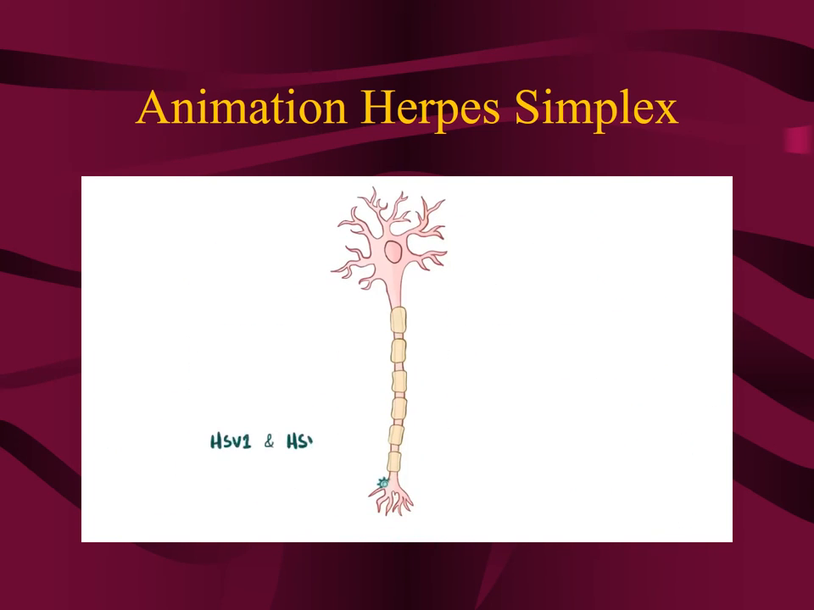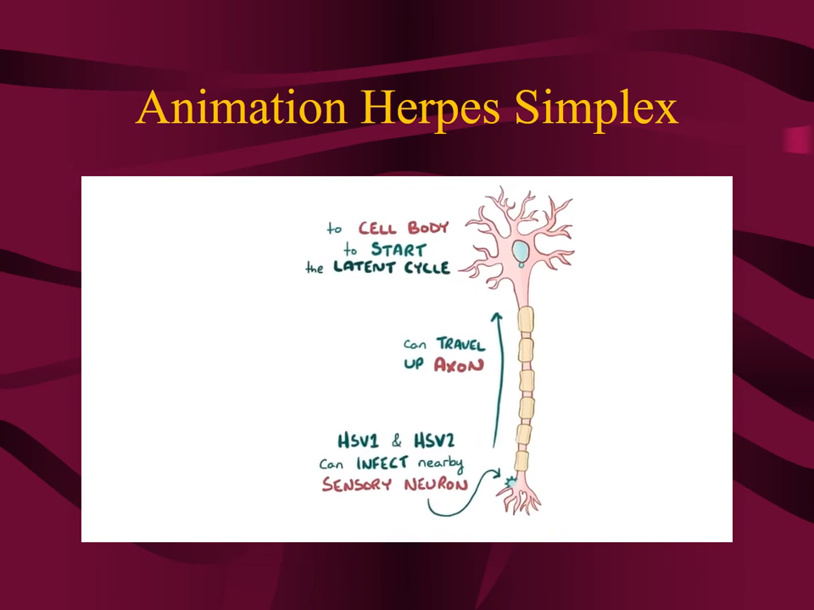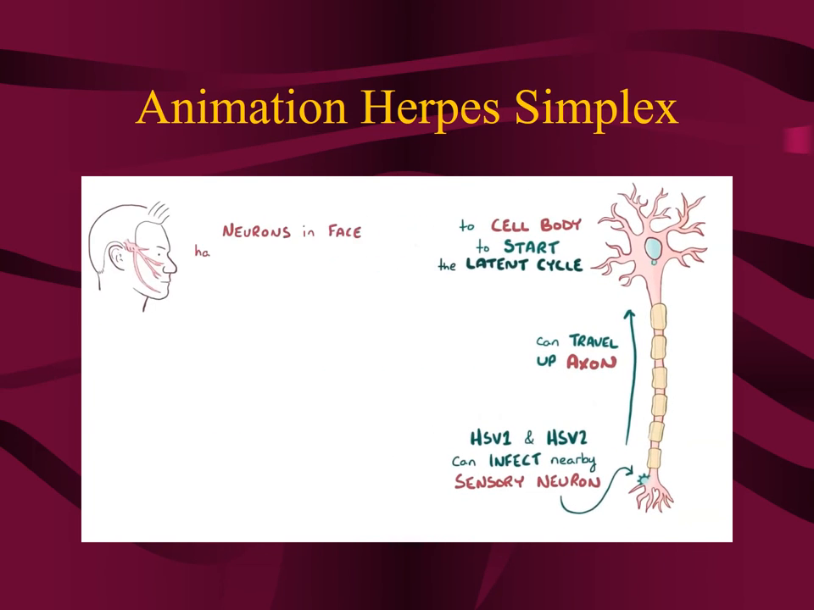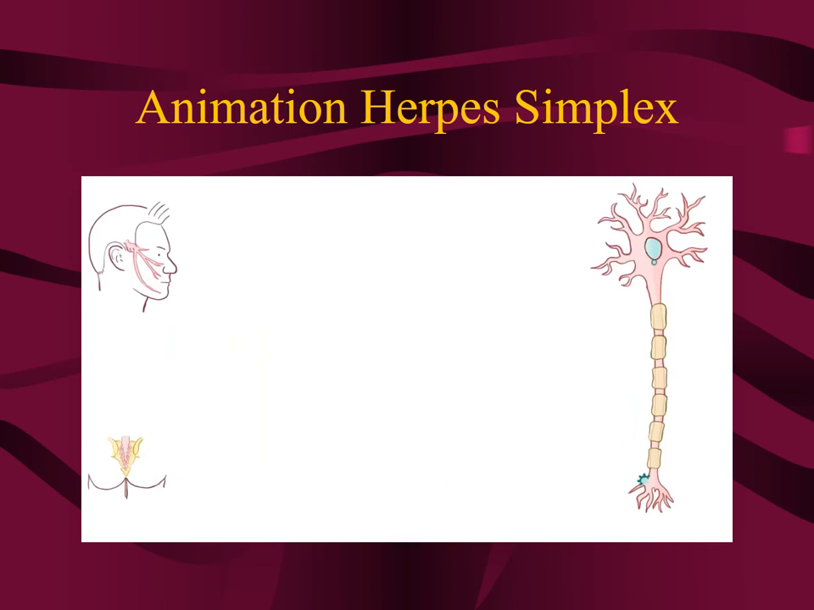HSV1 and HSV2 also infect nearby sensory neurons and travel up their axon to the neuron's cell body to start up the latent cycle. The sensory neurons of the face have their cell bodies in the trigeminal ganglia, and those around the genitalia are located in the sacral ganglia. So that's ultimately where the herpes virus settles in, for life.